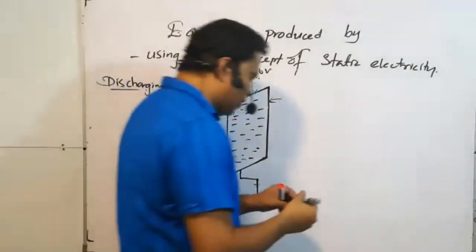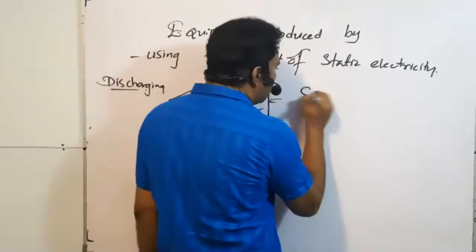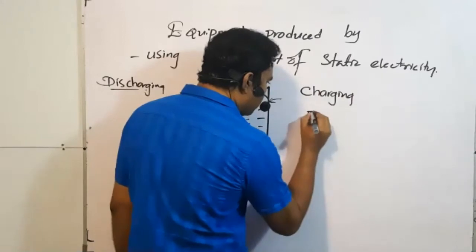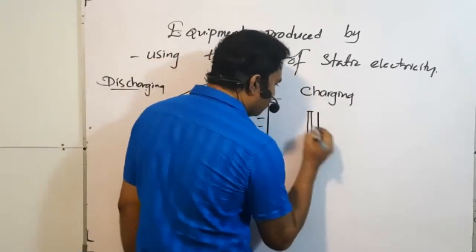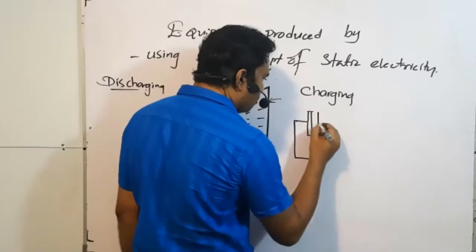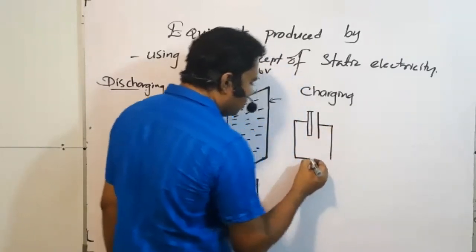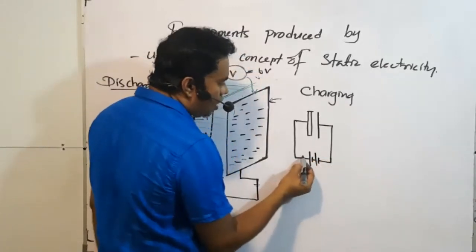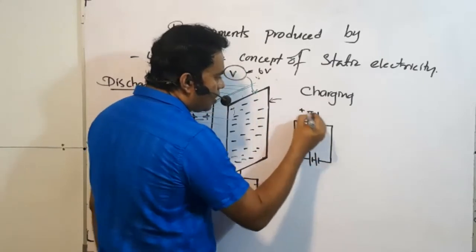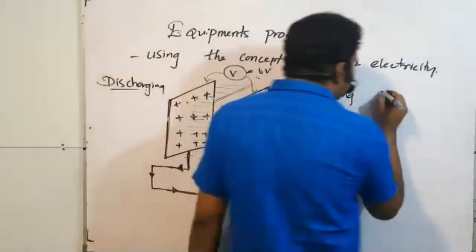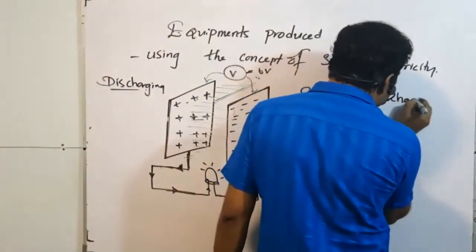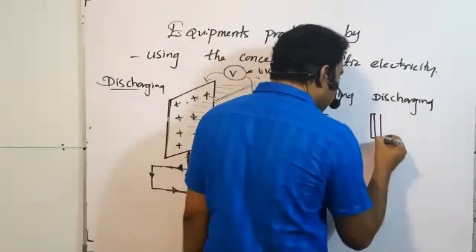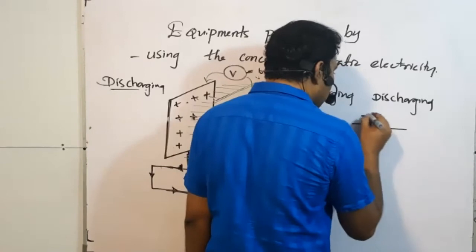Look at this now. By symbols, how to demonstrate charging? So this is the capacitor. This is a dry cell, positive, negative, two dry cells I have used. Now the capacitor is charged. Discharging: you have to use a bulb. Positive, negative.